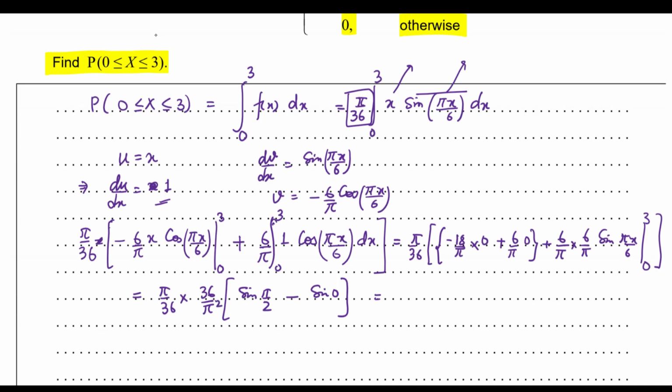so 36 got cancelled, pi got cancelled, and sine pi by 2 is 1, so ultimately we got it as 1 over pi. That's the probability of x between 0 and 3.